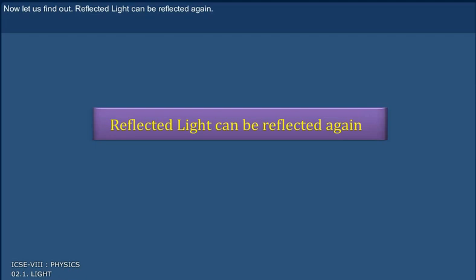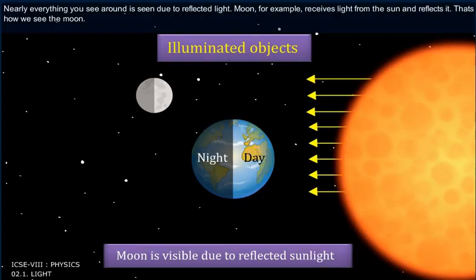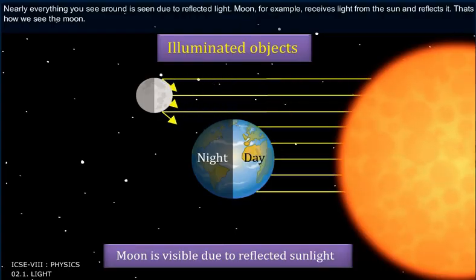Now let us find out. Reflected light can be reflected again. Do we see all objects due to the reflected light? Nearly everything you see around is seen due to reflected light. The Moon, for example, receives light from the Sun and reflects it. That is how we see the Moon.